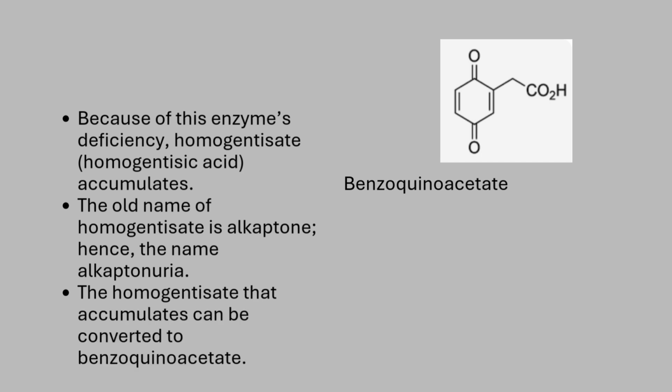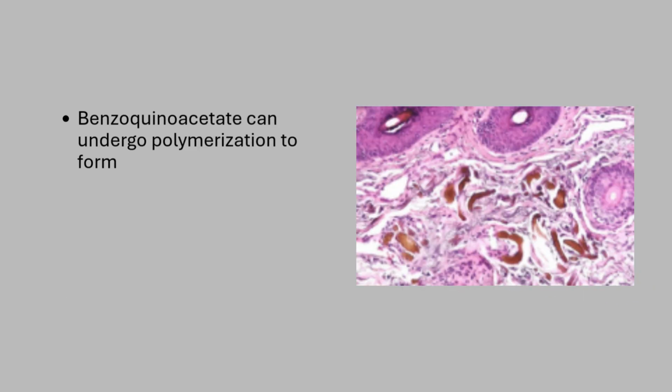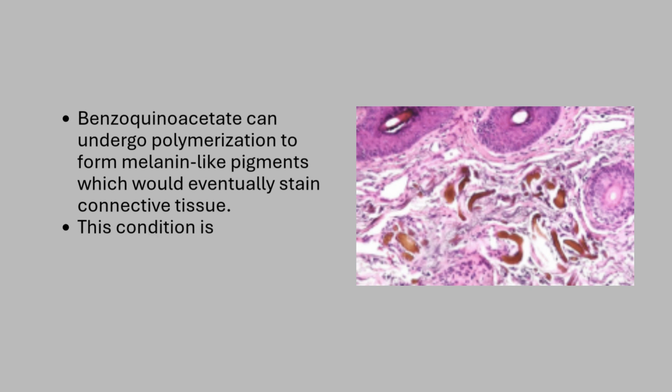The homogentisate that accumulates can be converted to benzoquinoneacetate. Benzoquinoneacetate can undergo polymerization to form melanin-like pigments which would eventually stain connective tissue. This condition is called ochronosis.